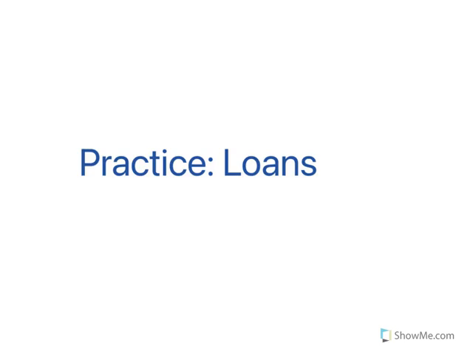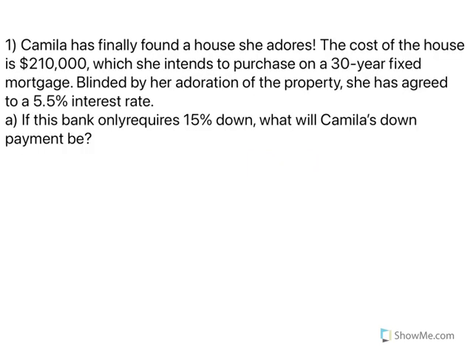Let's do some practicing with loans. Number one, Camilla has finally found a house she adores. The cost of the house is $210,000, which she intends to purchase on a 30-year fixed mortgage. Blinded by her adoration of the property, she has agreed to a 5.5% interest rate. If this bank only requires 15% down, what will her down payment be?